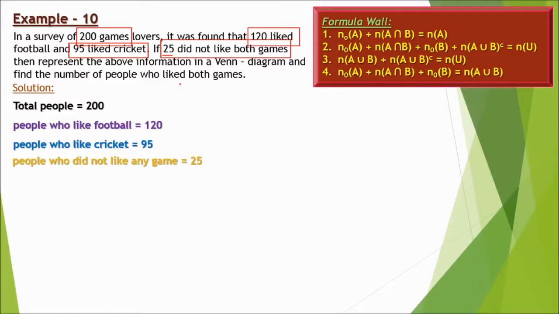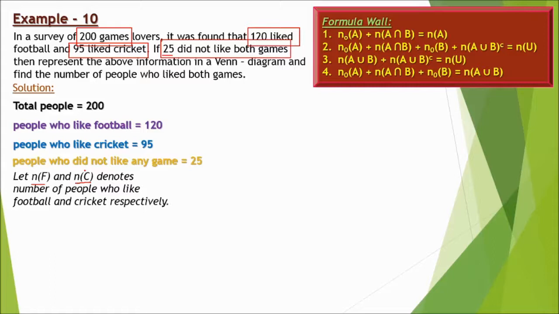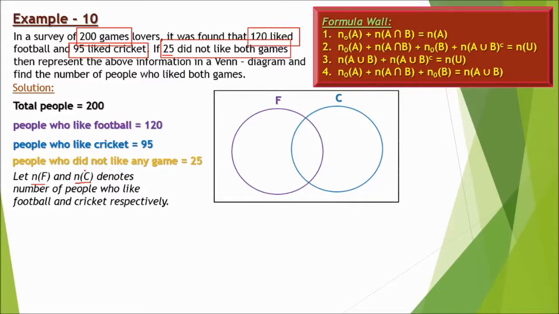So, Venn diagram. First let's denote football and cricket in set form. NF and NC are the number of people who like football and cricket respectively. So we can draw an overlapping Venn diagram. This is football, and another circle will overlap the given circle. Now this is cricket. The rectangle is for the universal set.